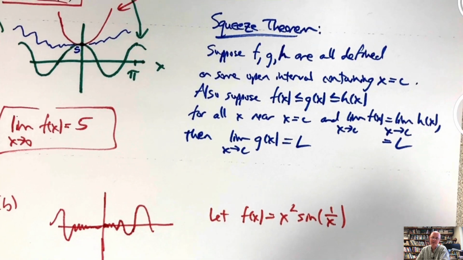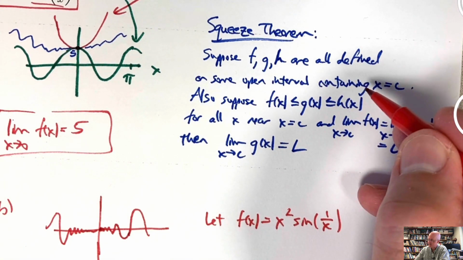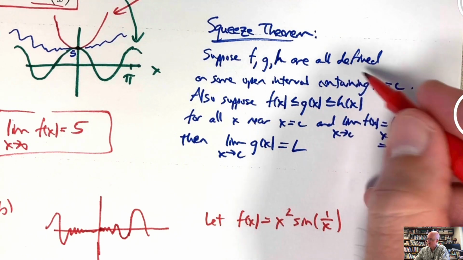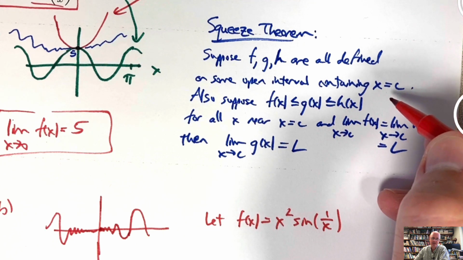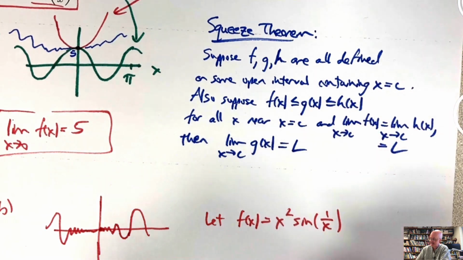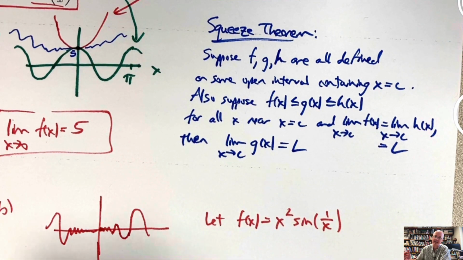And this is reminding me that I actually can weaken the hypotheses of the squeeze theorem here to also say that f and g, I said they're defined on some open interval containing x equals c. They actually don't have to be defined at c itself. And in this case, f of x is not defined at 0. Now, I could make it a piecewise function to make it defined at 0 if I wanted to, but that's kind of beside the point.